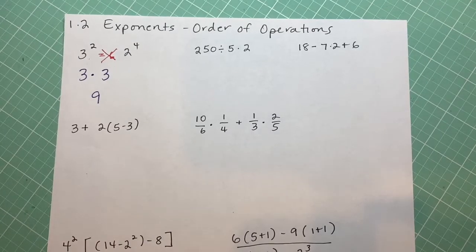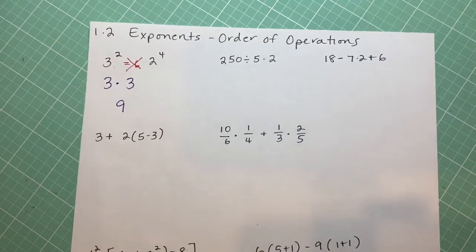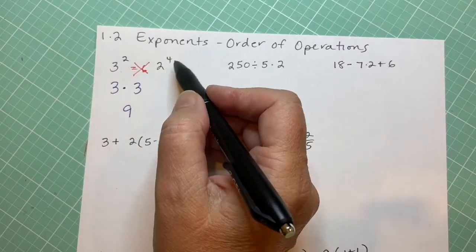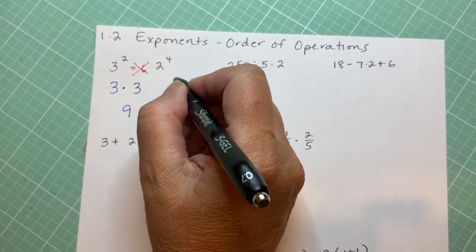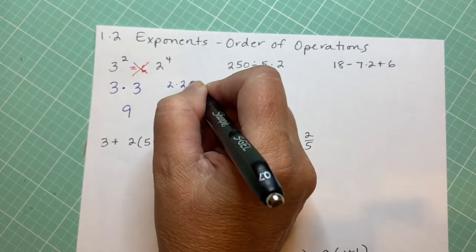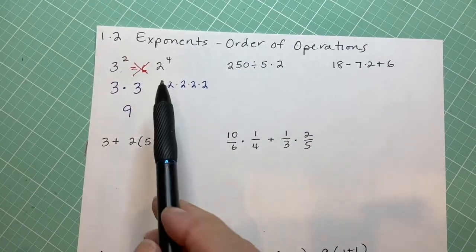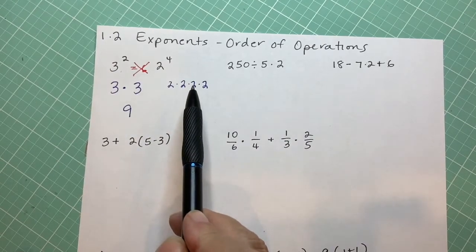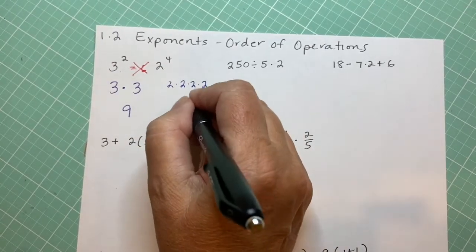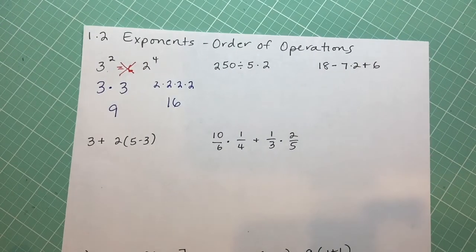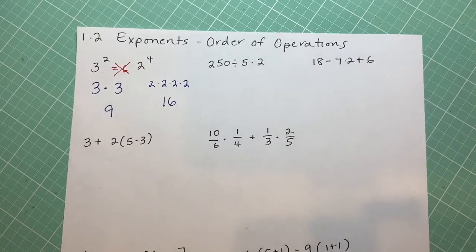So you don't multiply those. You take the base and multiply it the number of times the exponent says. So 2 to the 4th, that's not 8. It's 2 times 2 times 2 times 2. And then you multiply. 2 times 2 is 4, times 2 is 8, times 2 is 16. So that's exponents. So now let's look at order of operations.